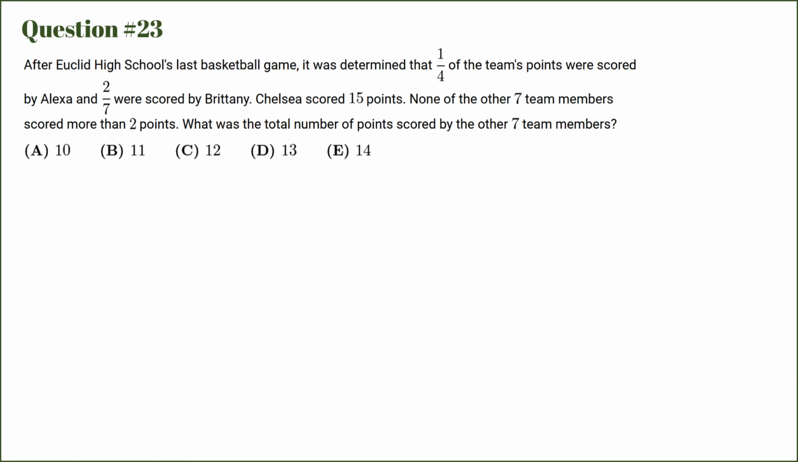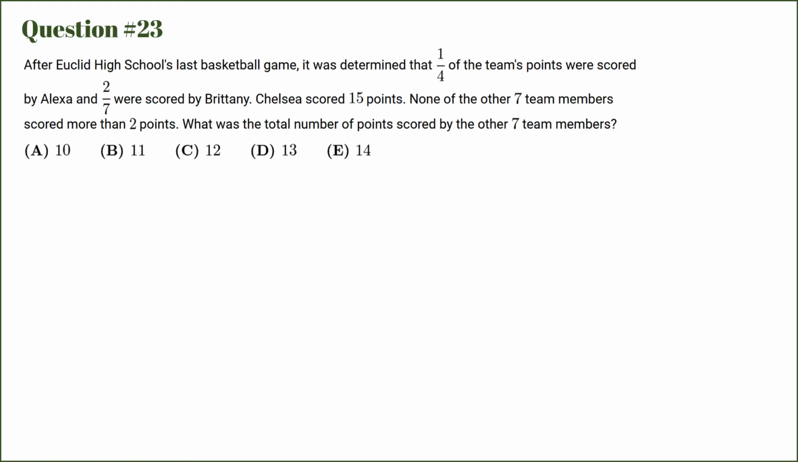Question 23 states, after Euclid High School's last basketball game, it was determined that 1/4 of the team points were scored by Alexa, and 2/7 were scored by Brittany. Chelsea scored 15 points. None of the other 7 team members scored more than 2 points. What was the total number of points scored by the other 7 team members?